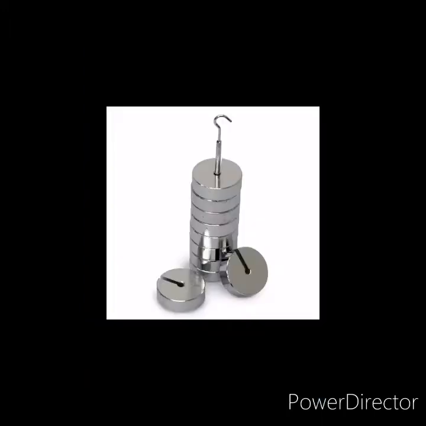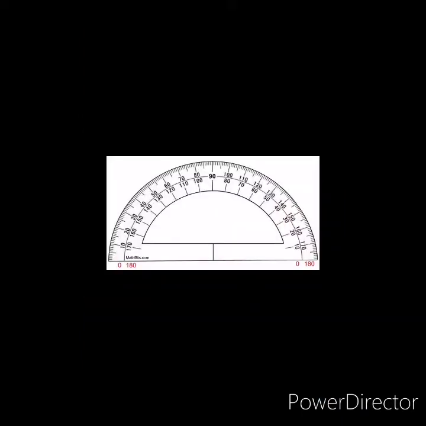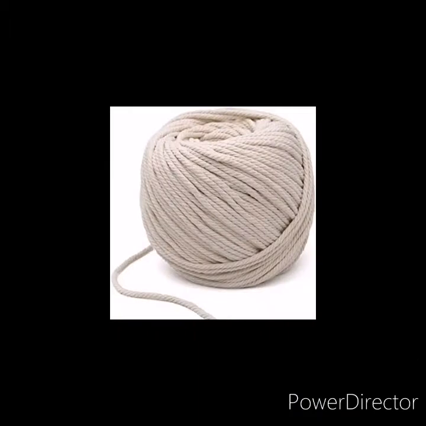Number 3 is the hanger, weight hanger. Used to hold the set of weights and is mounted with a string which is simulated as weightless. Number 4 is the protractor. It can be used to measure the angle. Number 5, the last one, is string. Used to tie, bind or hang other objects.